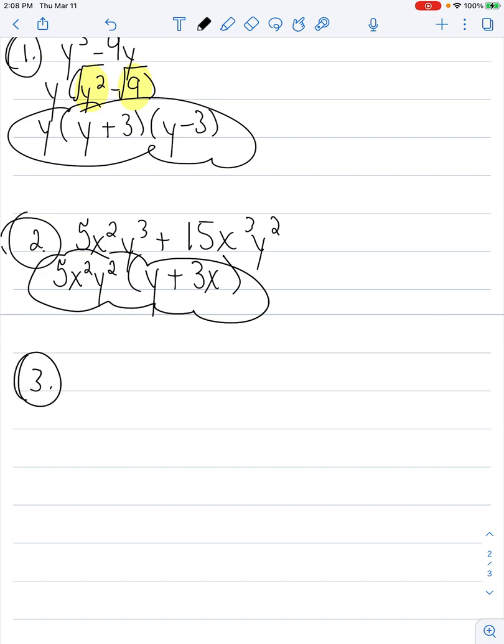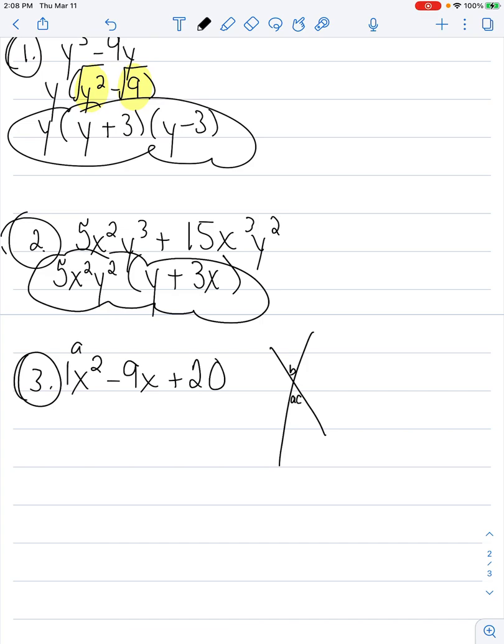Number 3, completely factor x squared minus 9x plus 20. Pause, work your problem. Now that you've worked it out, there's no greatest common factor, but I am going to go straight to magic x has your back.